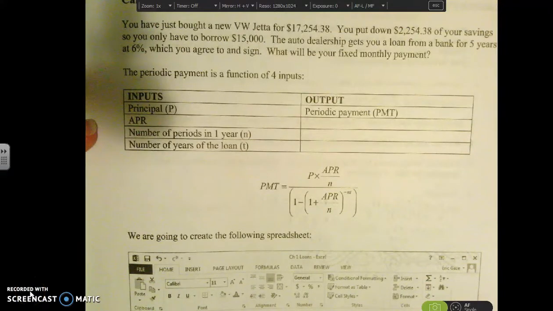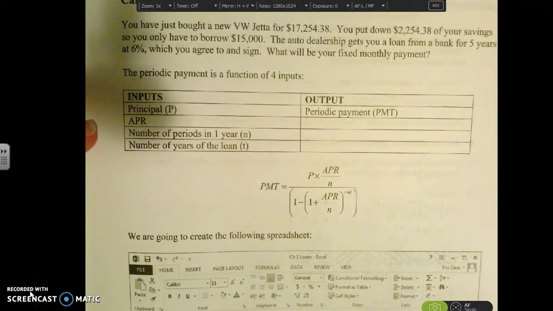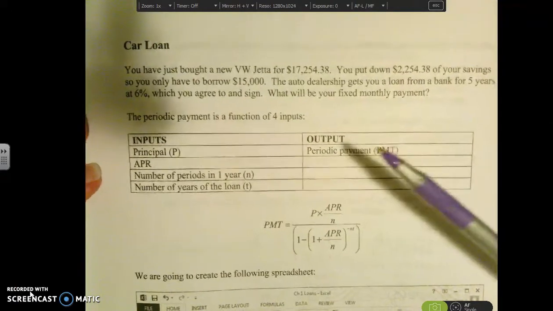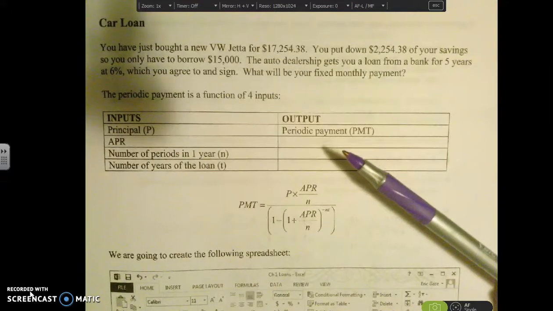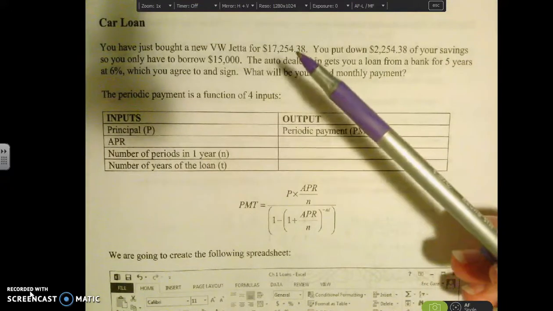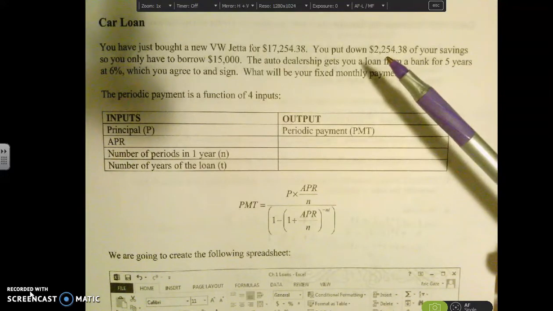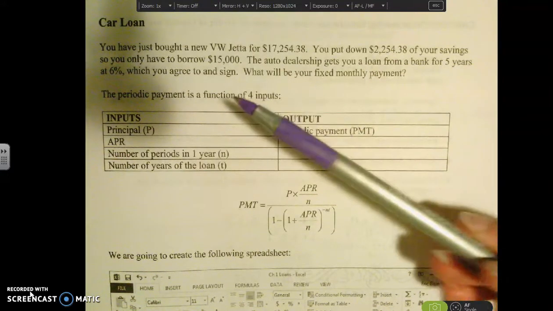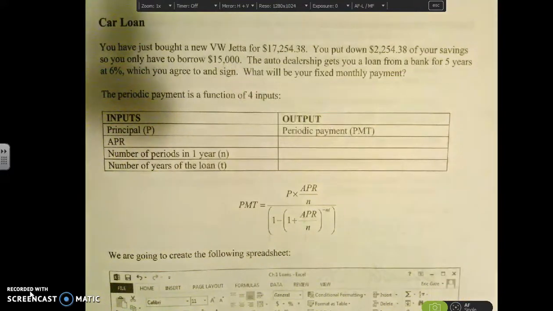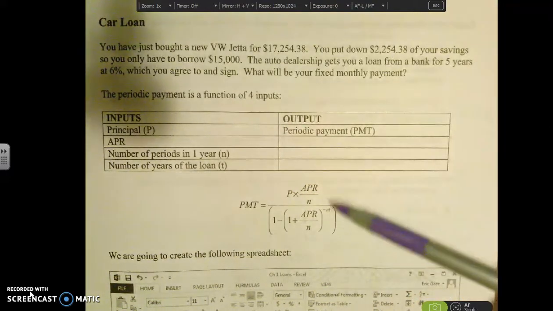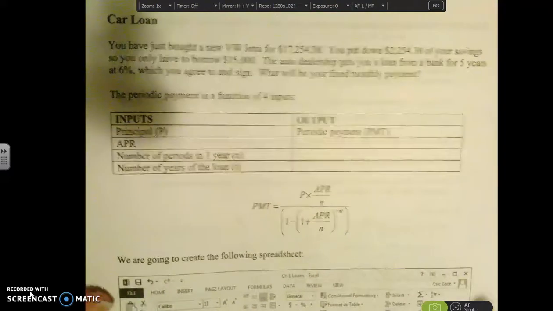Okay, so for this video, we're going to be looking at pages 9 through 11 in your guided workbook. It starts off with a description of car loan information. You're borrowing $17,000 for a Jetta. You put down a $2,000 down payment, so you only have to borrow $15,000. The auto dealership gets you a loan for 5 years at 6%. You agree to that, so we do our monthly payment formulas.